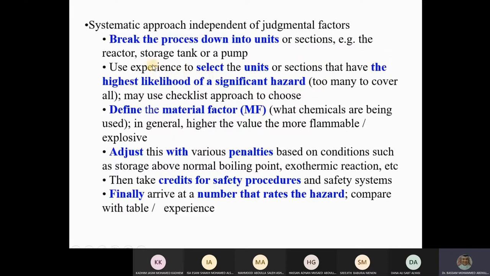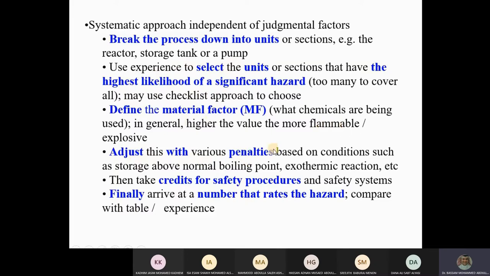So here I'm saying that, of course, you will use the previous experience that you already have, and where you know there are failures or possible hazards that could come out, there you run your hazard study. Number three, determine the material factors, which means what chemicals are being used. If you know what chemicals are being used, maybe those chemicals are flammable, maybe those chemicals are explosive. So this will help you in your hazard study. And then you're going to adjust this with penalties.